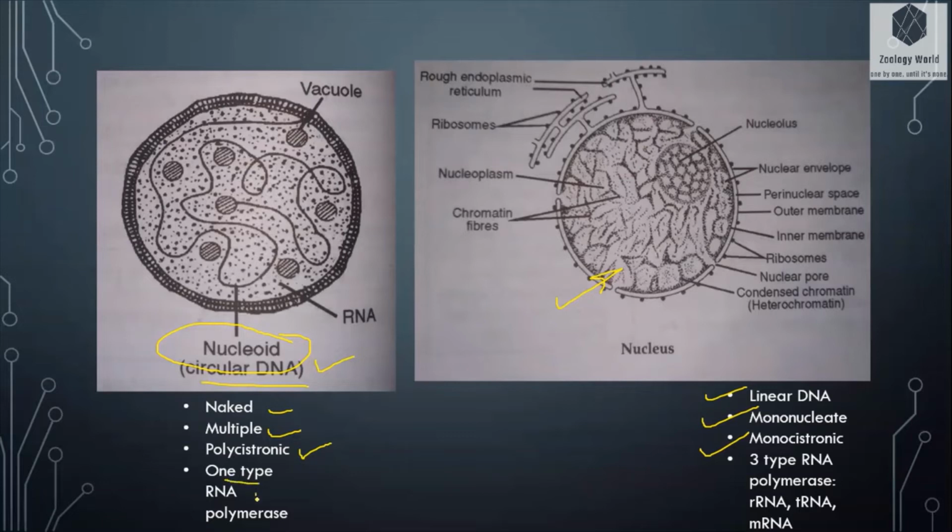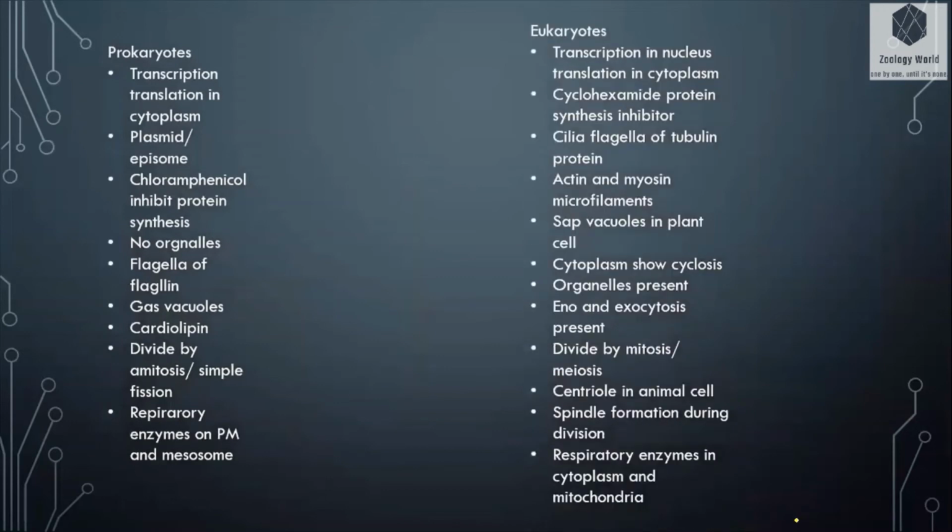There is only one type of RNA polymerase found in the prokaryotic cell, whereas in the eukaryotes, there are three different types of RNA polymerase, each for rRNA, tRNA and mRNA, that is ribosomal RNA, transfer RNA and messenger RNA. The transcription and translation in the prokaryotes take place inside the cytoplasm only, but in eukaryotes the transcription occurs in the nucleus and the translation occurs in the cytoplasm.